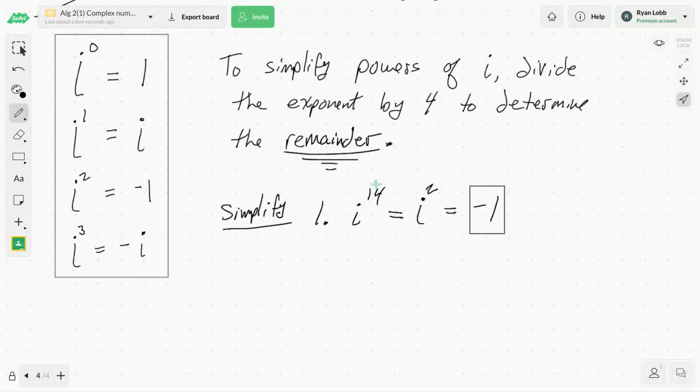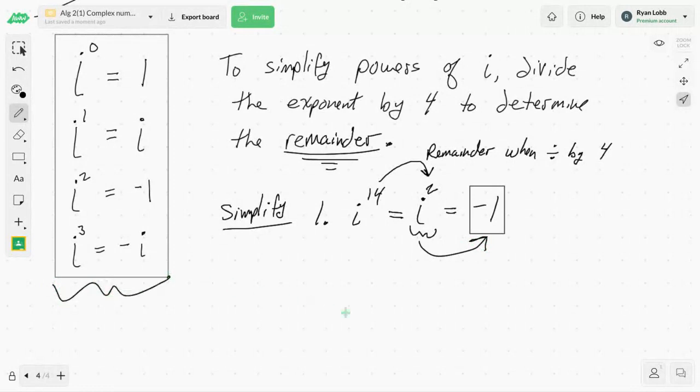So what did we do? We took 14, right? What is this? That's our remainder right there, when dividing by 4. So to get from 14 to 2, that's the remainder. 2 is the remainder when divided by 4. Then what? i squared. How do we get from i squared to -1? We look over here, right? This is our chart. We got a reference. We have this in our head, right? i to the 0 is 1. i to the first is i, i squared is -1, i cubed is -i. Okay? So that's the process.